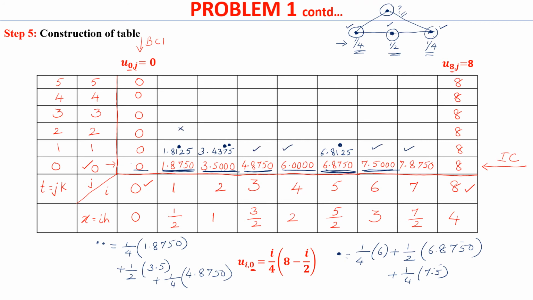So for this, what will be the previous row center value? This one. Then previous row left value is this one. Previous row right value is this one. So it's 1 by 4 into 0 plus 1 by 2 into this value plus 1 by 4 into this value will give you the above value, which will be 1.7656. Like this, you go on completing the entire table.